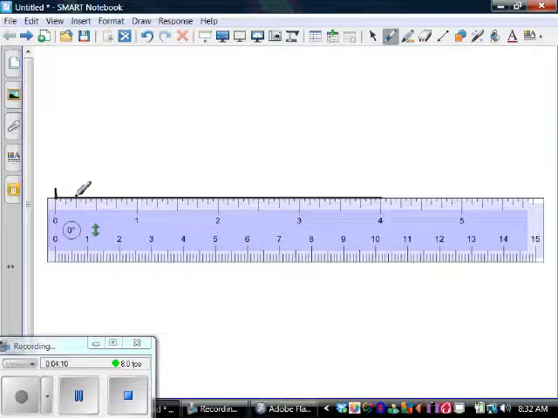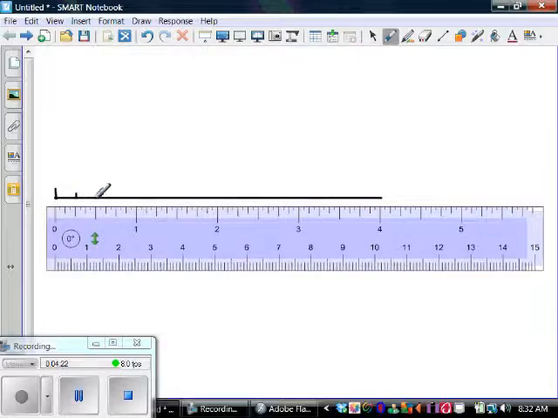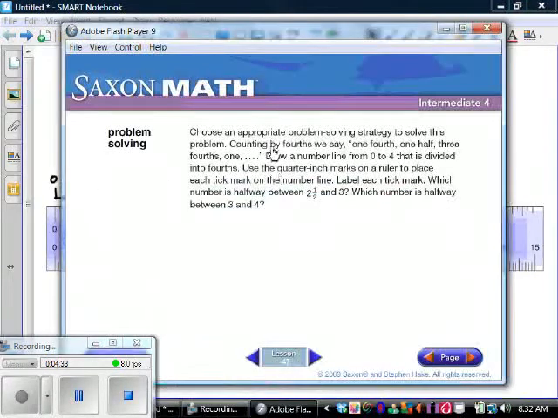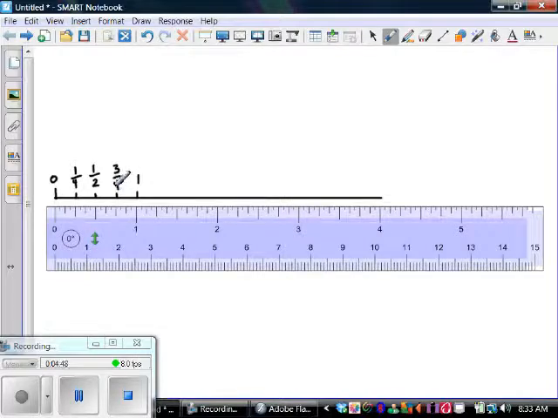There's my 0. Here's 1/4. I think I'm going to have to move my ruler down just a little bit. Okay, here's 1/4. 2/4 or 1/2, 3/4, 1. Okay, so I'm going to go ahead and do 0 and 1. And let me see exactly what I'm supposed to label. Label each tick mark. Okay. So we have to do 1/4, 1/2, 3/4, 1.